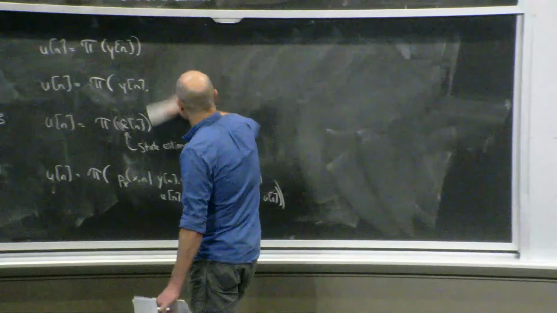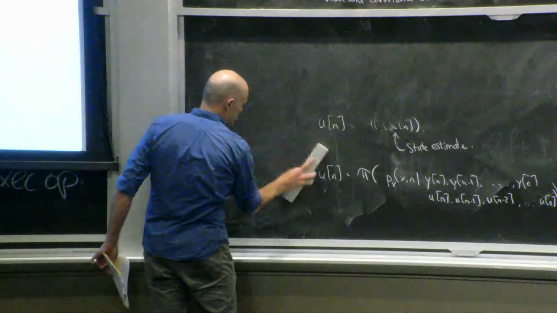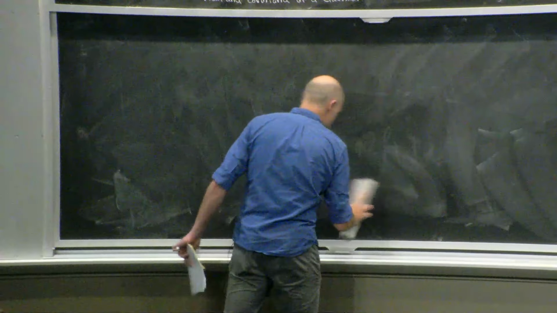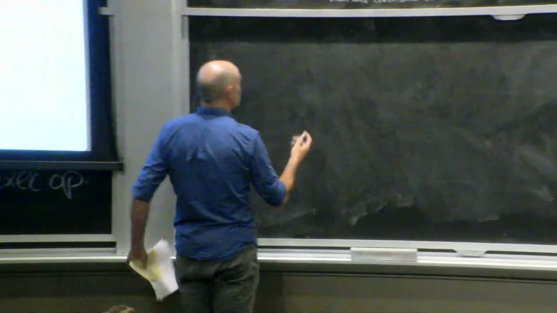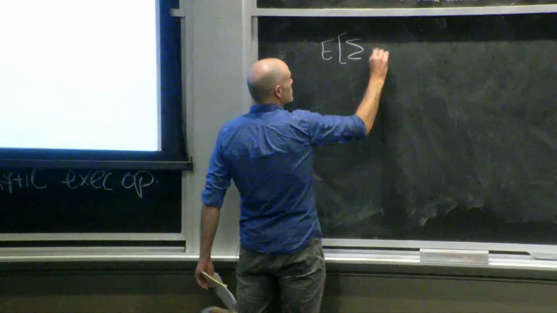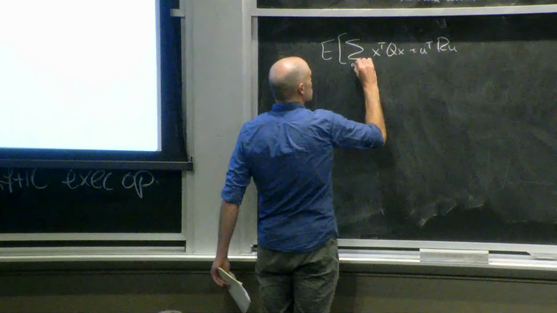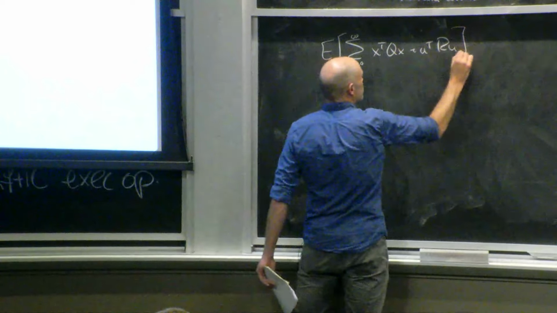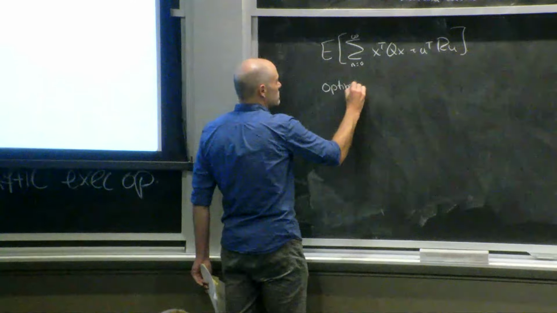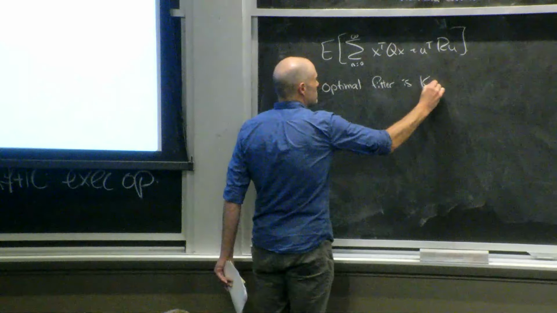So one of the biggest, most important results in control, certainly in output feedback control, is this LQG result. For the linear Gaussian problems, for the expected value of the sum over x transpose Qx plus u transpose Ru, the optimal filter is the Kalman filter.